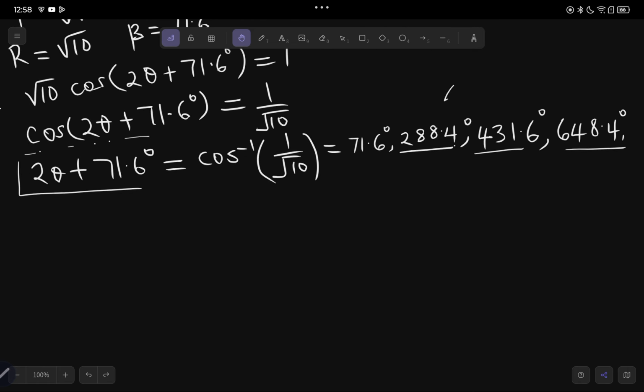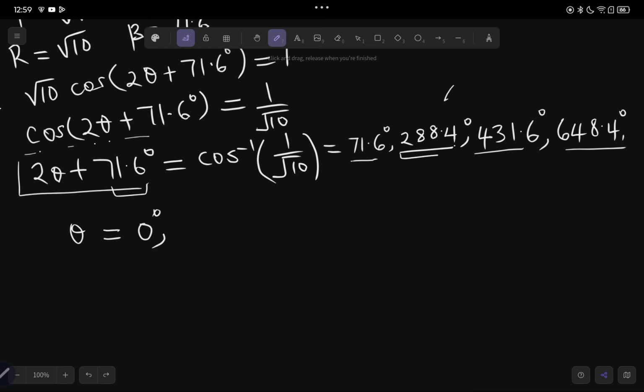Now, to get the value of theta, it is like making theta subject from this expression. So we shall be saying 71.6, take away this, divide by 2. That one will give us 0. Then we go to 288.4, take away 71.6, divide by 2. That one will give us 108.4.